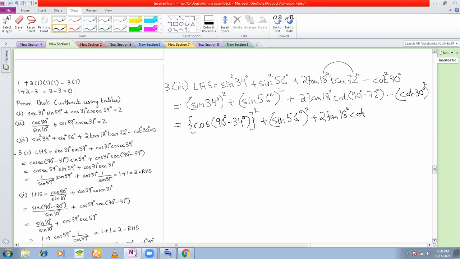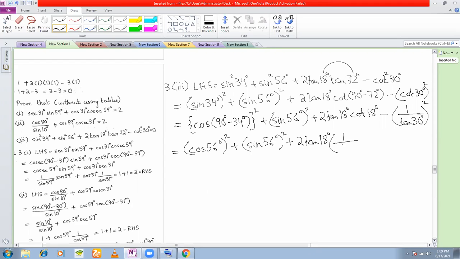And here you also have cot 18 degrees. And here what you do is you change cot 30, because 30 is a standard angle, you can change to tan. And here this becomes cos 56 degrees square. And this you write as it is, sine 56 degrees square, plus 2. Now tan and cot are reciprocal of each other, so you can change cot to tan, so that now this and this are going to cancel.